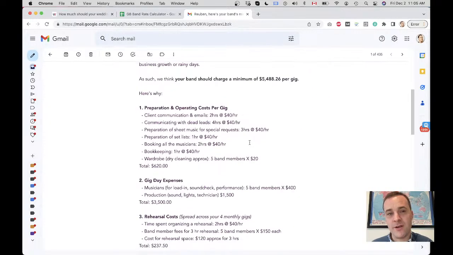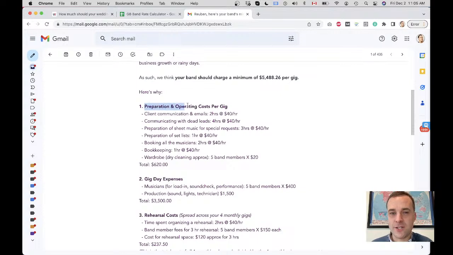So if you scroll down here, we've got all these calculations for us: preparation and operating costs per gig. Okay, so all of our per gig expenses. We've got client care. We're looking at about 2 hours worth of emailing back and forth and calling with the client, at $40 an hour. Communicating with dead leads. This is something we don't often think about, but this is a real cost to your business. You're going to be communicating with a lot of people who don't end up booking you. That's a real expense, so you've got to factor that in.